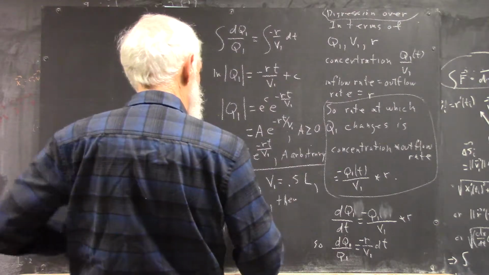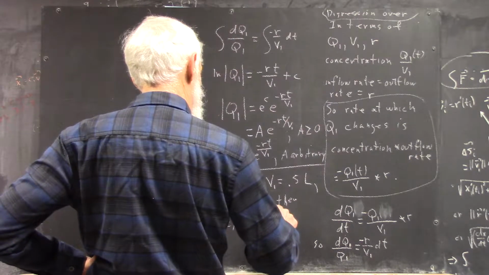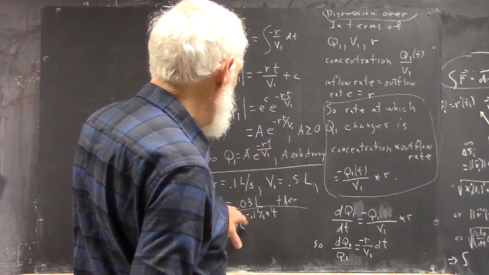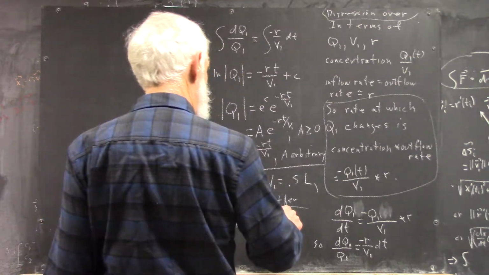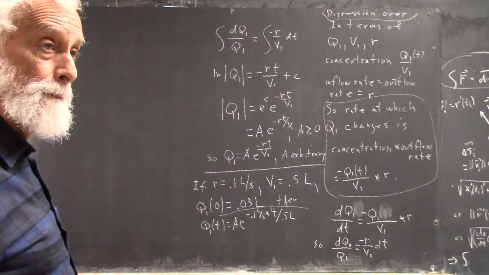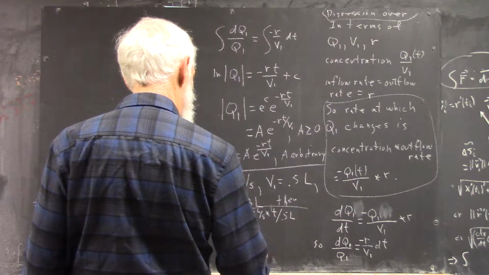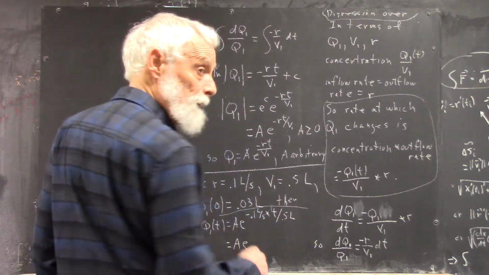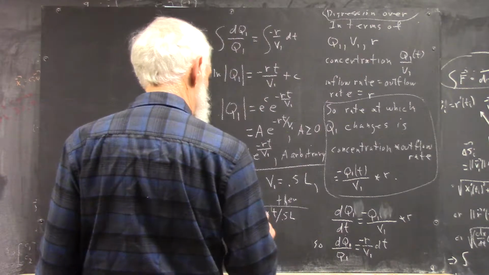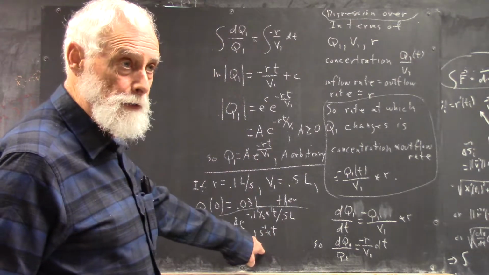Oh, yeah, there's my R. Okay, you got negative RT, negative 0.1 liter per second times t, divided by 0.5 liters, right? And we'll simplify that because the liters divide the liters. You have negative 0.1 reciprocal seconds times t. There's your exponential function.